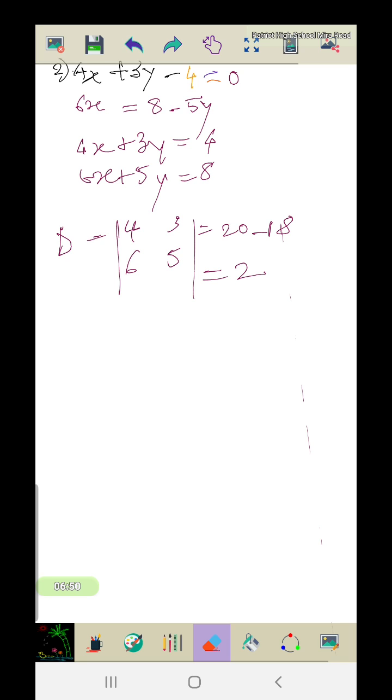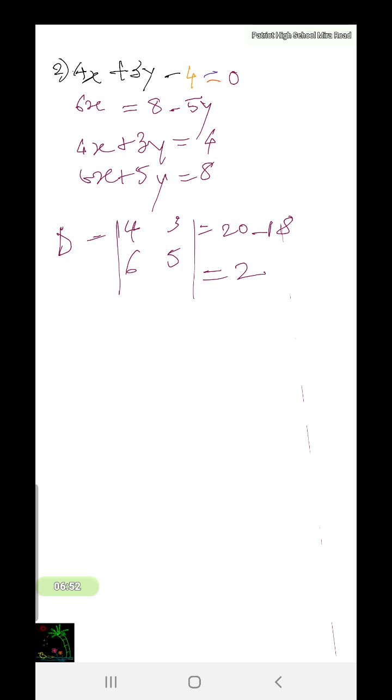So by Cramer's rule we have to solve it. The equations given are 4x plus 3y minus 4 is equal to 0, and 6x is equal to 8 minus 5y. Writing these equations in standard form, we have 4x plus 3y is equal to 4 and 6x plus 5y is equal to 8. Finding the determinant, D is equal to the first two columns 4, 6 and 3, 5. And solving it, we have 20 minus 18 which is equal to 2.